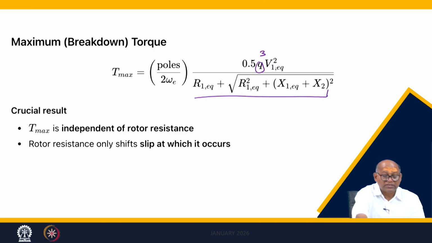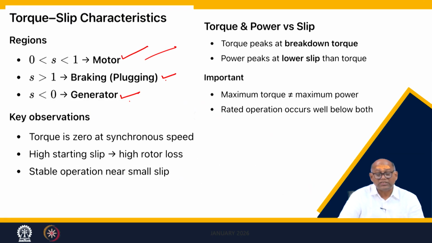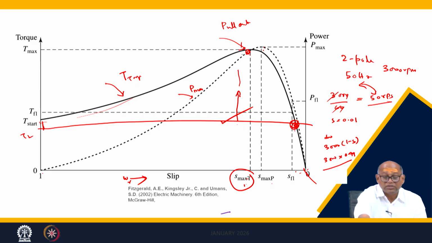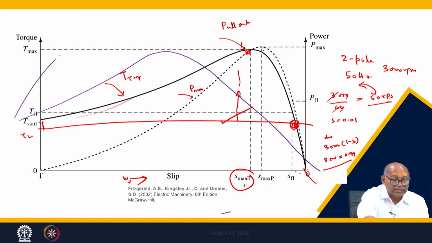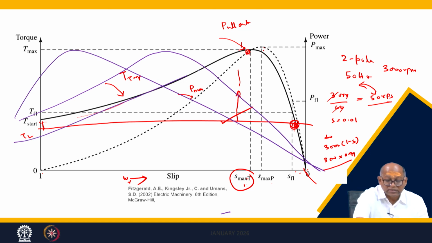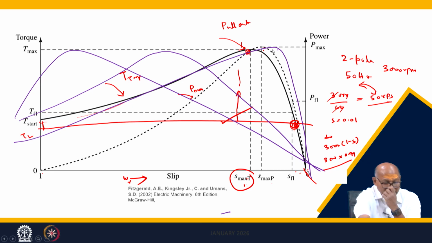So, the maximum torque is independent of rotor resistance, as you can see. It is not dependent upon rotor resistance, though the slip at which it is occurring is. So, that means if you change the rotor resistance, what will happen to this maximum torque? This torque position will keep on changing. It will become like this, like this by different rotor resistance, but the maximum torque will not change.